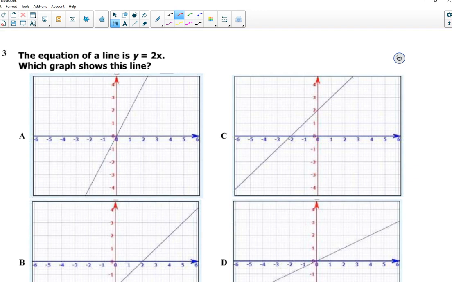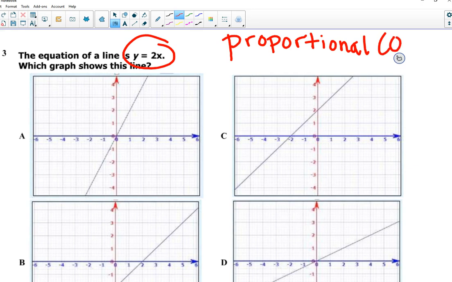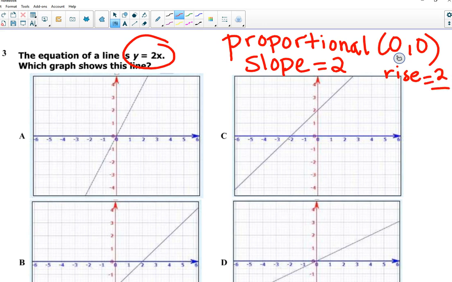Number 3, which equation is y equals 2x? What in that equation do I know about the line? I know it's proportional. So if it's proportional, where is that line going to go through? It's going to go through 0, 0. What else do I know? What's the 2? The slope. The slope is 2. So my rise is equal to 2, and my run is 1.